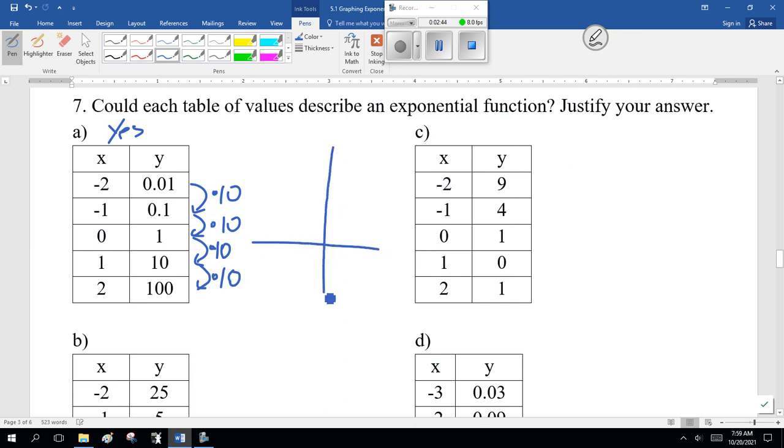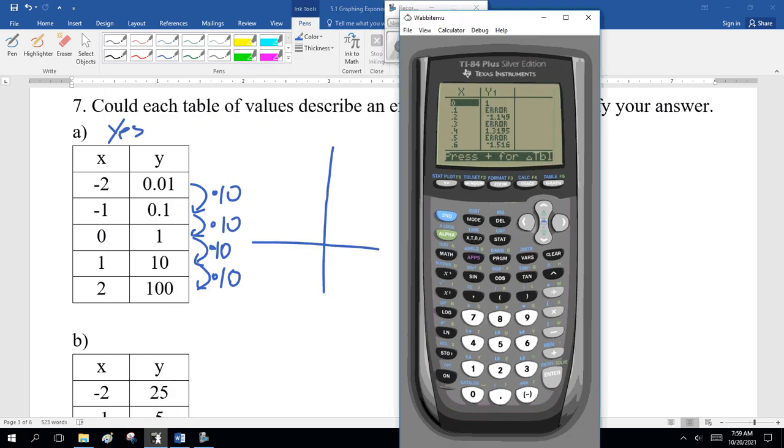Now, if you want to take the time to graph it, go for it. You remember how to do that on your graphing calculator? Statistics, Edit. You put in the data. Scroll up, clear your data. Clear it, and then it's negative 2, negative 1, 0, 1, 2, and 0.01, 0.1, 1, 10, 100. Enter, then you'd have to graph it. My window is minus 3 to 3, x scale 1. Now notice my y scale starts at pretty much 0, but I go to 100 in groups of 10.